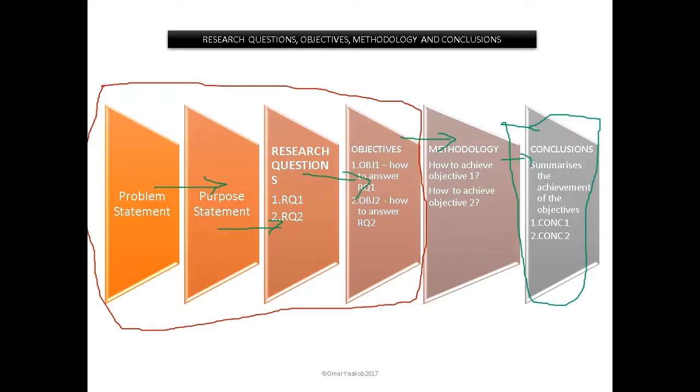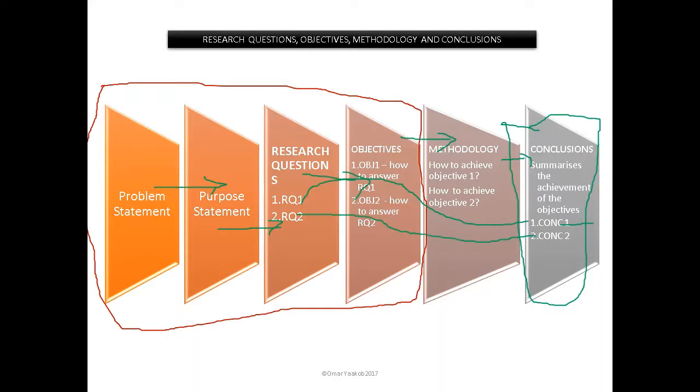So that's the flow. But what we want to show here is that purpose statement is related to problem statement, research question is related to purpose statement and problem statement, objectives are related to research questions, methodology is related to objectives, and finally, when you conclude your research, you're going to conclude in relation to whatever objectives and research questions you have.